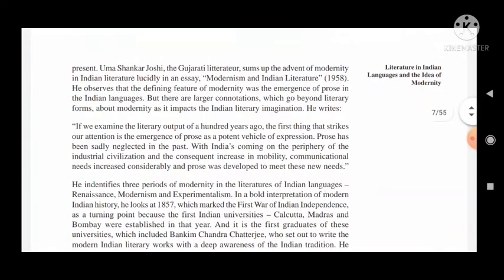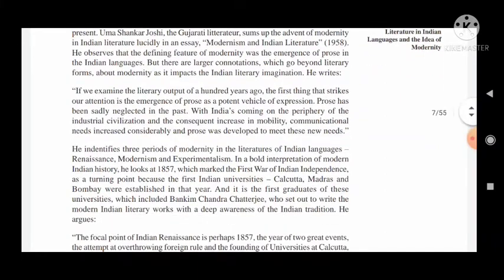Then he observes that the defining feature of modernity was the emergence of prose in the Indian languages. But there are larger connotations which go beyond literary forms about modernity as it impacts the Indian literary imagination.